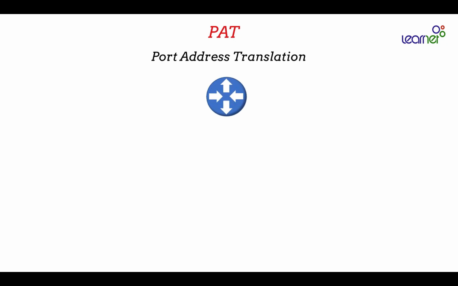Having an equivalent number of private IP addresses and public IP addresses is not viable in many circumstances. And also we don't have that many available public IP addresses. So there should be another way so we can save our public IP addresses. And that solution is called PAT, or Port Address Translation, or sometimes NAT overload.